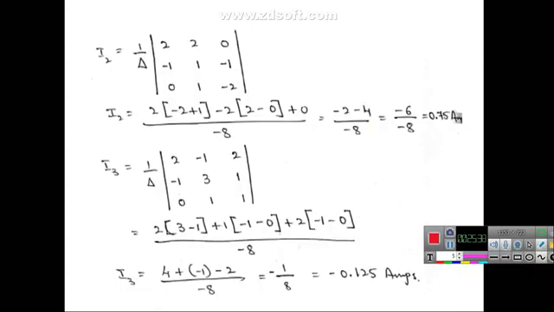Similarly, you can calculate I2. So I2 is equal to 0.75. Similarly, I3 is minus 0.0125 ampere. So these I1, I2 and I3 are called the mesh currents.